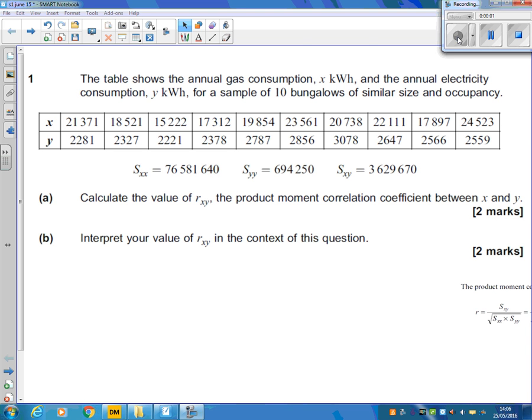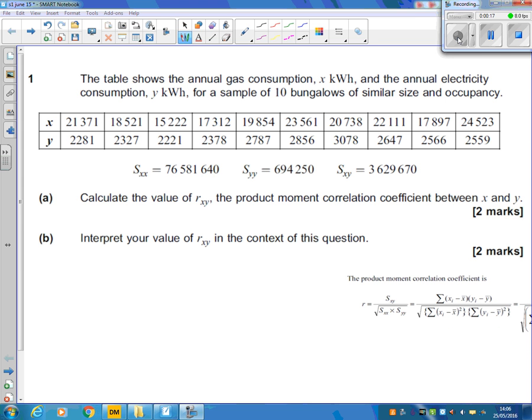June 2015, Statistics 1, the very first question is your correlation question. You've been given all the data, so you could tap it all into the calculator, but as they've actually given you the summary data here, it's probably best just to remember your formula in your formula book, that the correlation coefficient is Sxy, that's this one here, divided by the square root of the other two, Sxx times by Syy. Just tap that into your calculator.